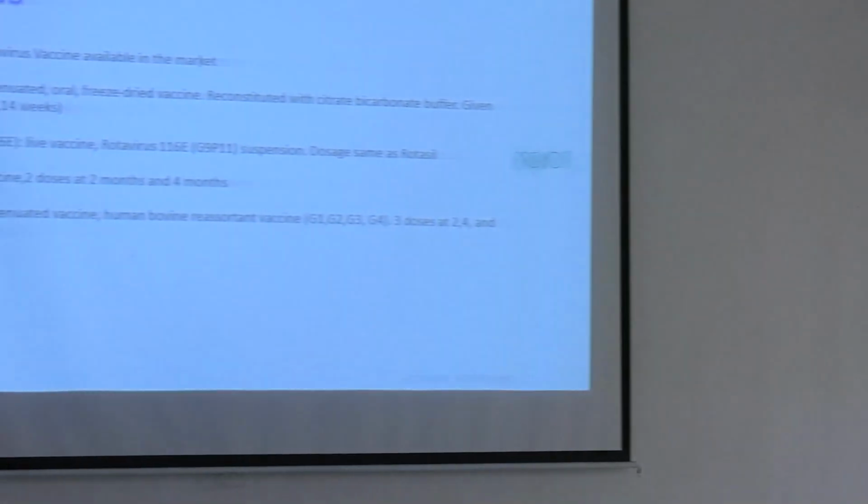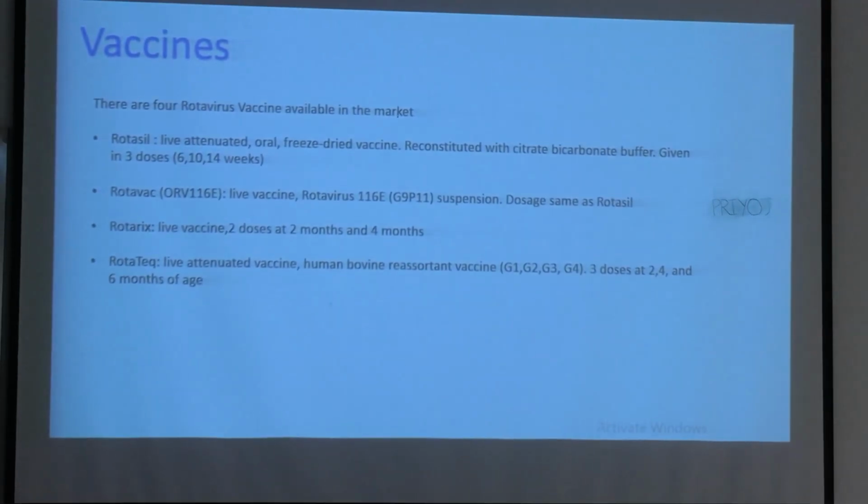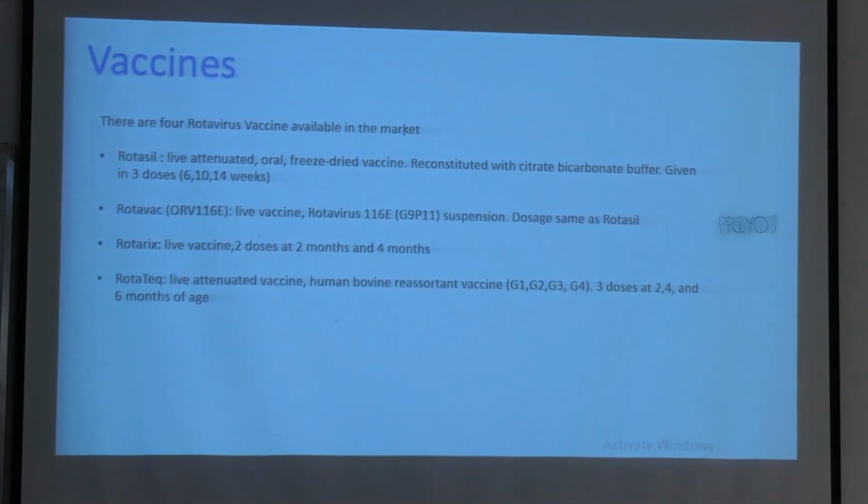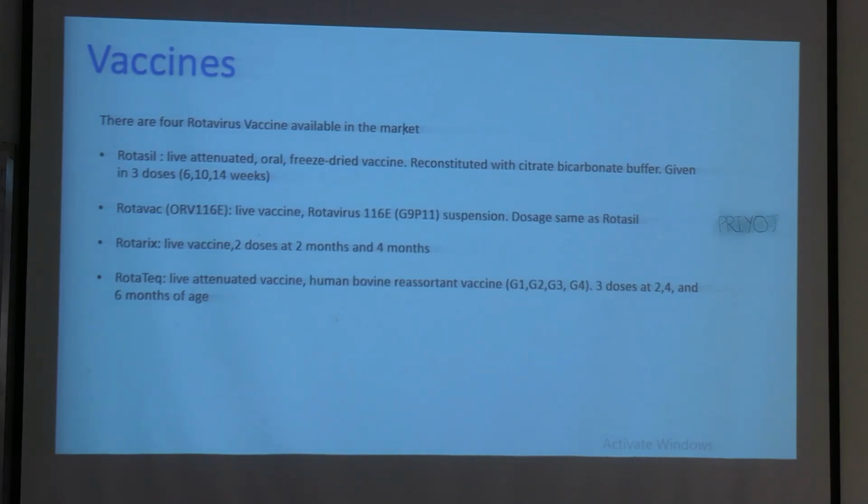Okay. What are the other 2? That is Rotarix, live vaccine, 2 doses at 2 months and 4 months, and Rotatec, that is a live attenuated vaccine. Human bovine reassortant vaccine. It contains G1, G2, G3 and G4. Not sure about the P antigen serotype, and it is given in 3 doses at 2, 4 and 6 months of age. It is available in private. What is the efficacy? All these vaccines' efficacy is 40 to 60%.